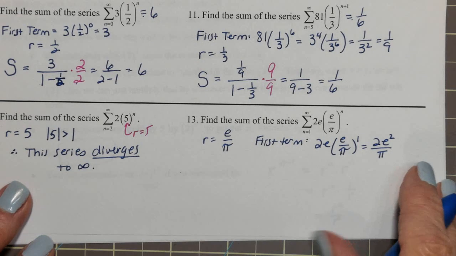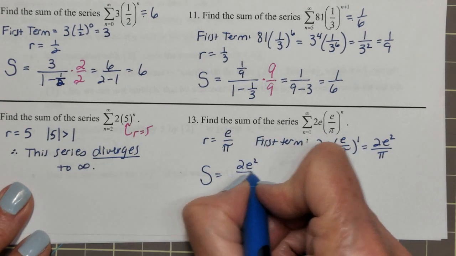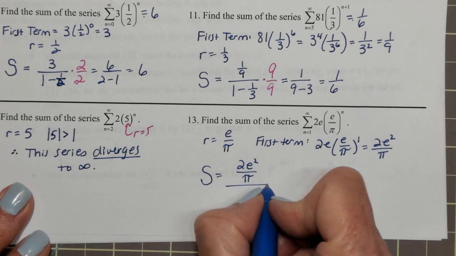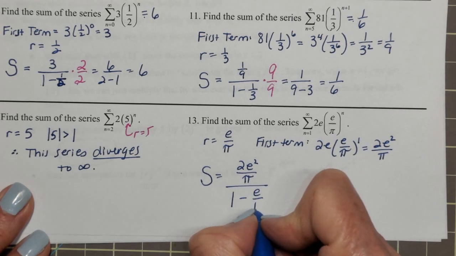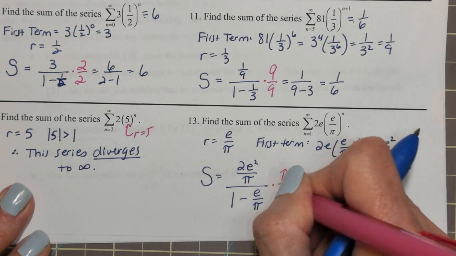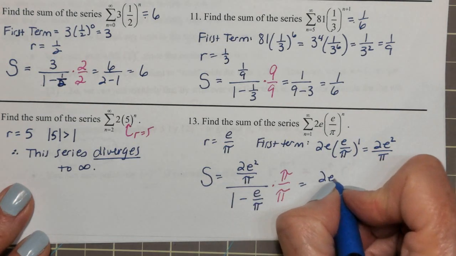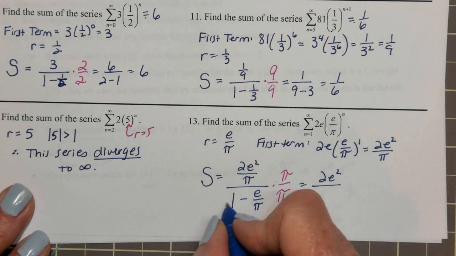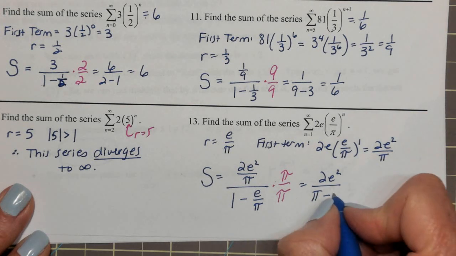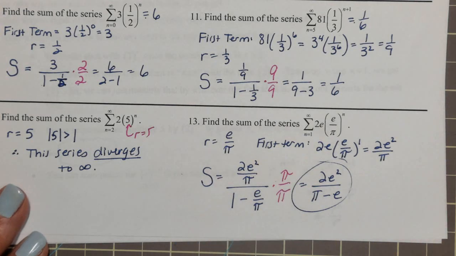So our sum is our first term divided by 1 minus r. I'm going to multiply top and bottom by pi to get rid of those little pi's. I'm going to have 2e squared on top, and I'm going to have pi minus e on the bottom. This is our sum. And that is geometric sequences and series.